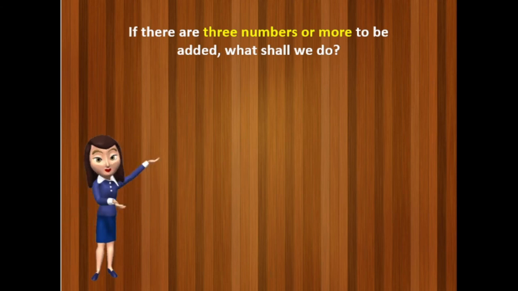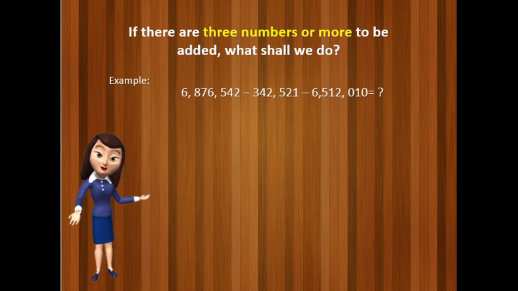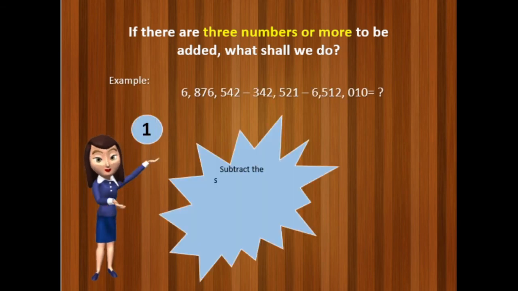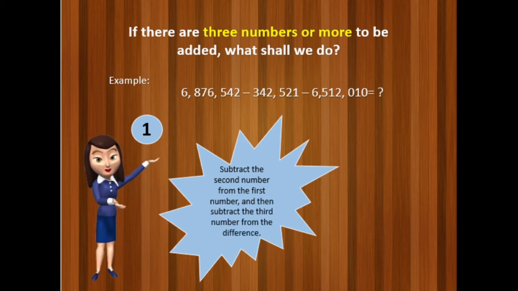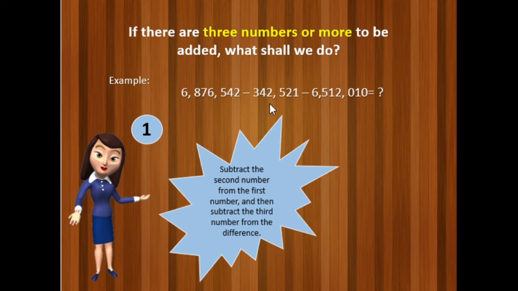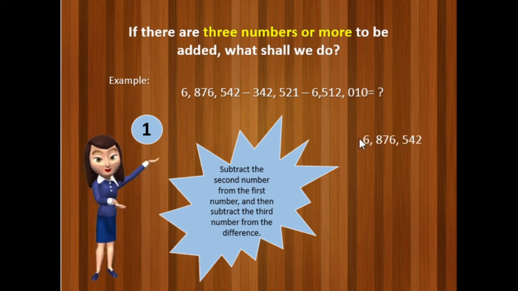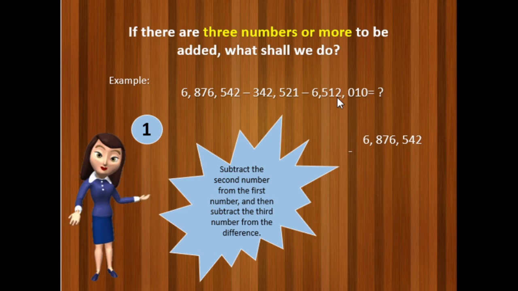However, if there are 3 numbers or more, how would we do it? Subtract the second number from the first number and then subtract the third number from the difference. Subtract first, second, before subtracting it with the final number.